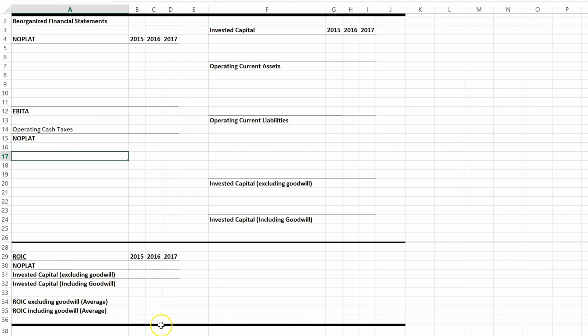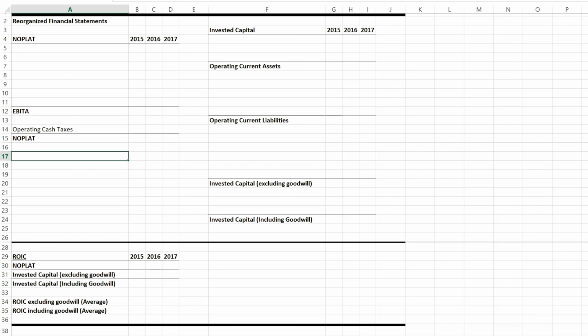Right, so we're going to reorganize, and I've already laid out the structure of the reorganized statements. Of course, in practice you probably wouldn't do it like this, because you wouldn't know what the reorganized statements were going to look like. But the central goal of reorganizing these statements is to pull everything out of the consolidated financial statements that is operating in nature, and put it into a new income statement and a new balance sheet that only contain the operating items for the firm.